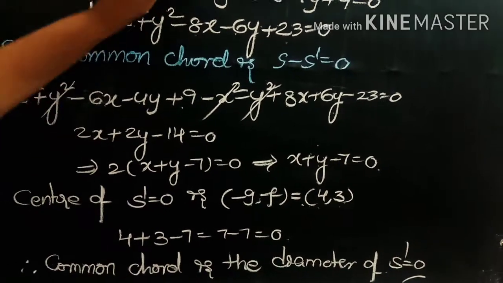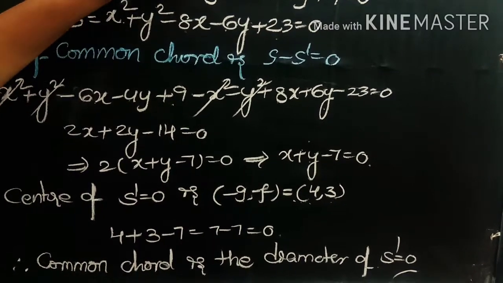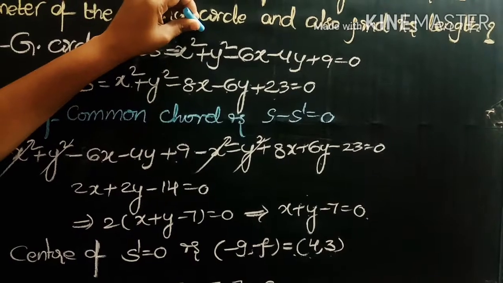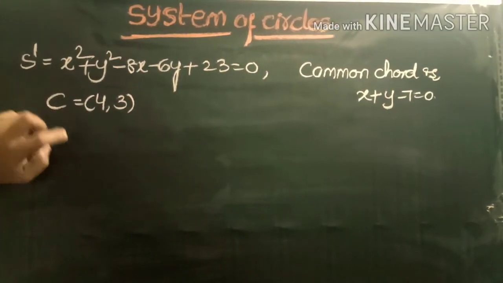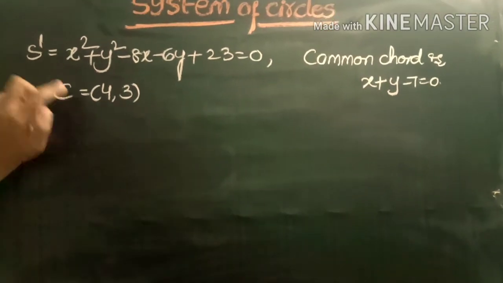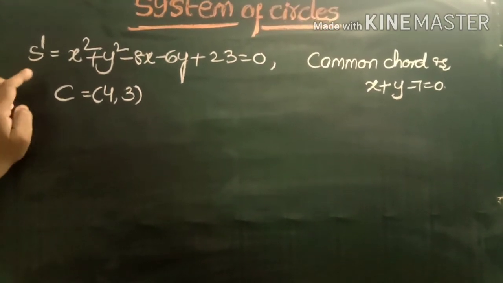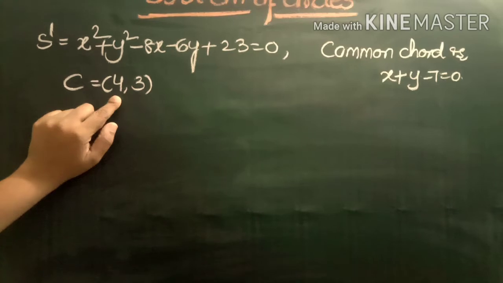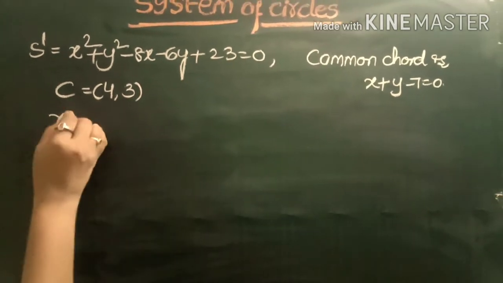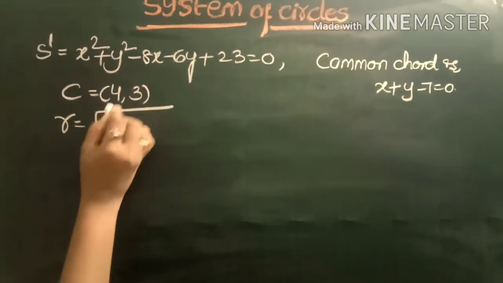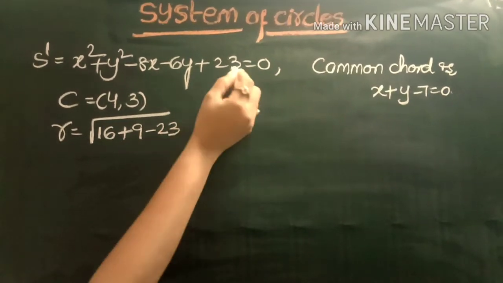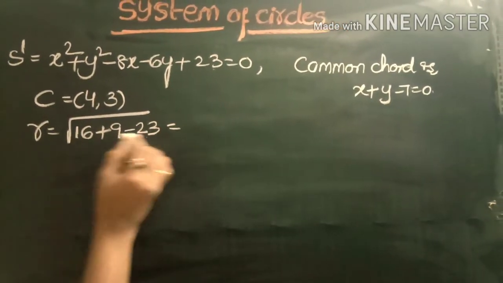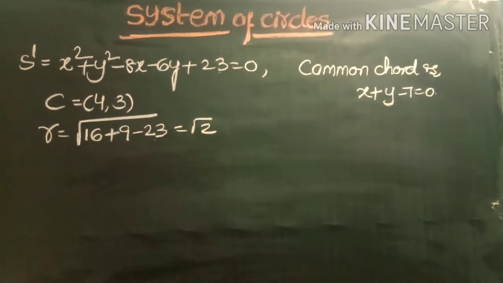And now also find the length of the chord. So we are finding the length of the chord by using the formula 2 root r square minus d square. To find the length of the chord, we take the center and radius of any of the two circles. So here I take the center and radius of the second circle. Already we have the center equal to 4 comma 3. Now we take the radius of this circle, that is r is equal to square root of g square plus f square minus c, 16 plus 9 minus 23, 25 minus 23, root 2. Now this is the radius value.